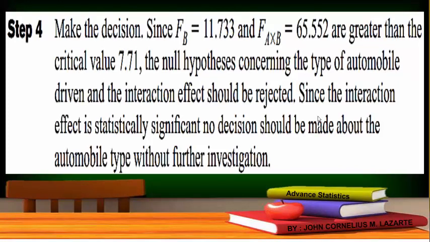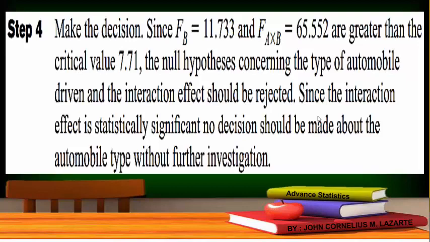Since F sub B is equal to 11.733 and the F value of the interaction of A and B is equal to 65.552, which are greater than the critical value 7.71, the null hypothesis concerning the type of automobile driven and the interaction effect should be rejected. Since the interaction effect is statistically significant, no decision should be made about the automobile type without further investigation.